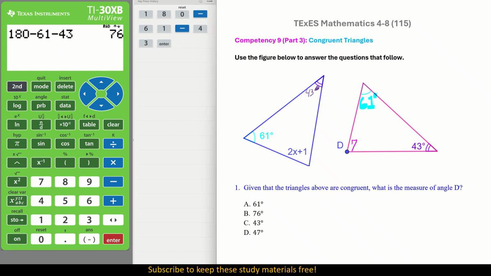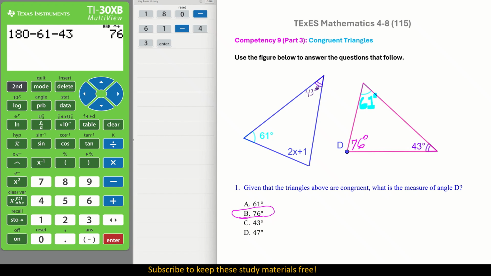Okay. So we know we have 76 degrees is the angle measure for D. And that is option B. So if you know the properties and what is implied by congruency, you know, oh, hey, I just need to match up these corresponding angles and I can figure this out quickly.